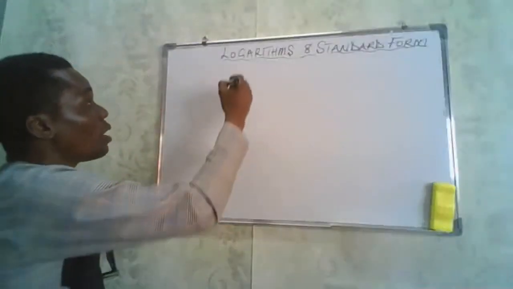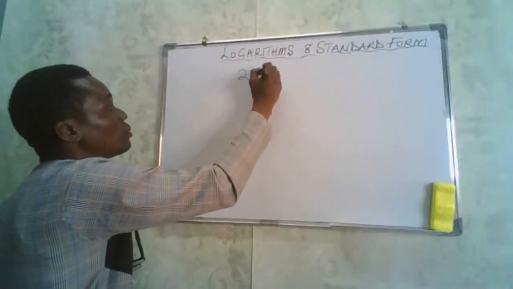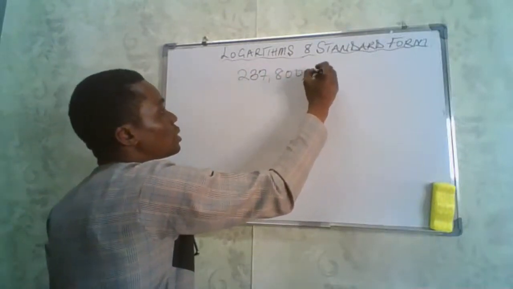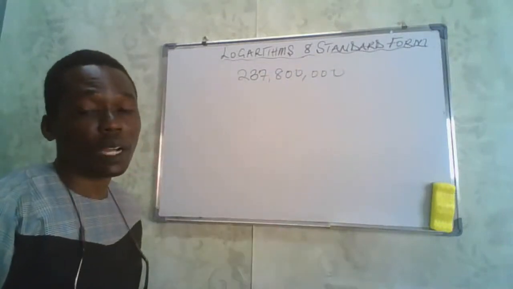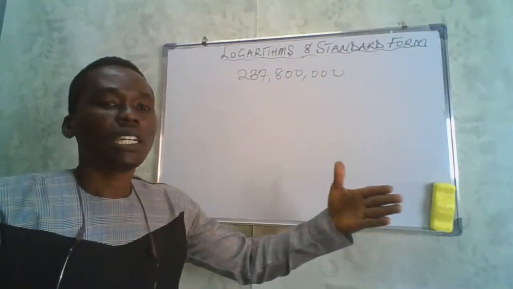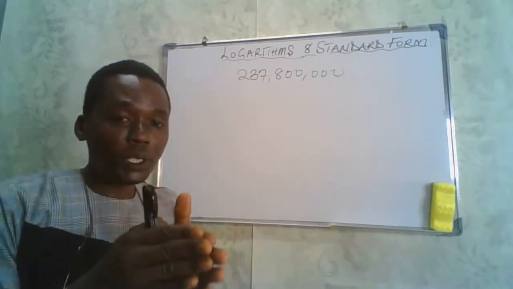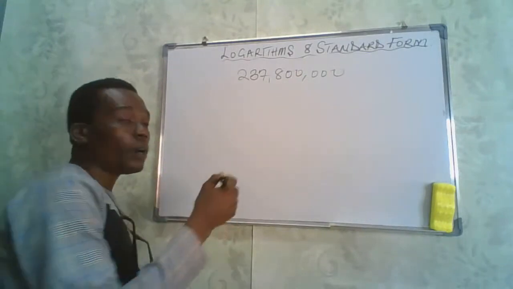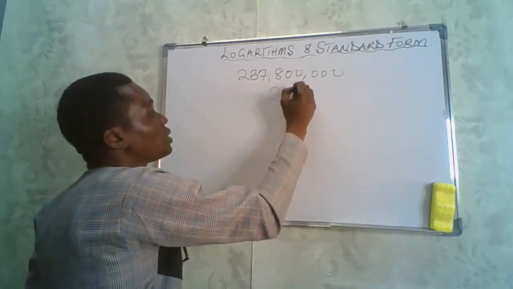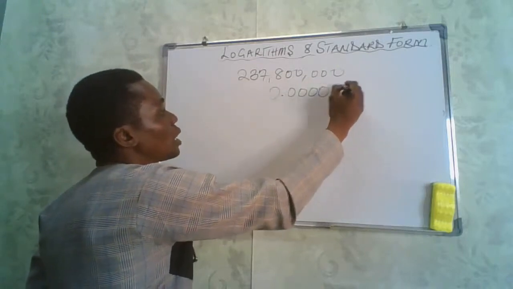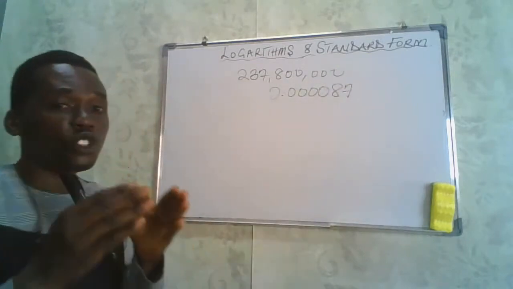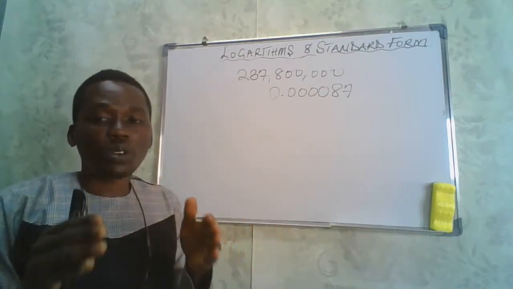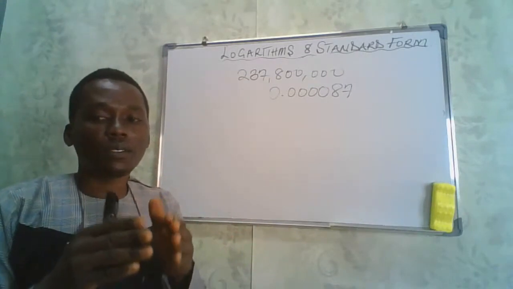Numbers like 237 billion, 800,000. When you have this kind of number, it seems too large to be written, but it can be reduced using standard form. What about if you have numbers like 0.000087? This number is so small that it cannot be easily mentioned, but it can be written in standard form.